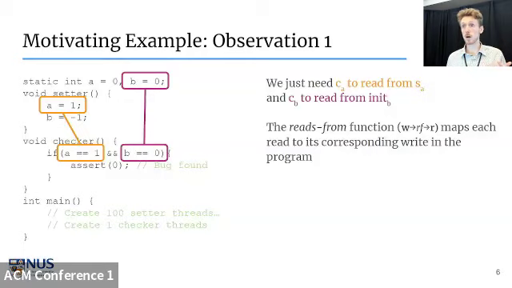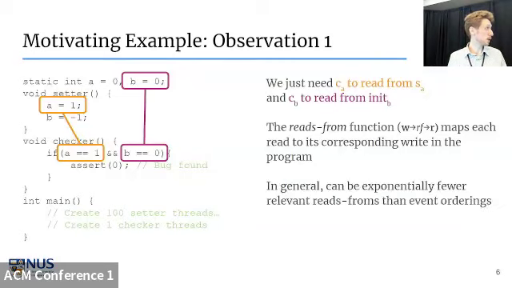each read in the program to the write that it observes. If we frame the problem this way, there aren't so many reads and writes in the program, so it should be a little bit easier to find this bug. In general, there can be exponentially fewer such reads-from relations in the program.